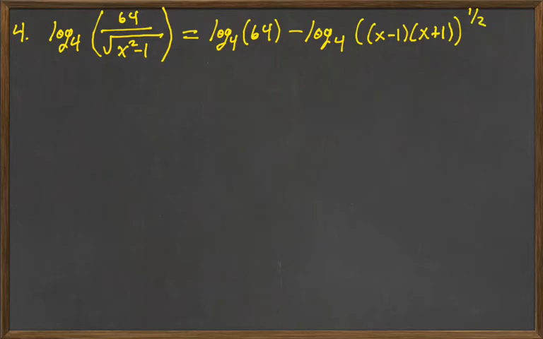So we got some more stuff we can do here. If we notice that 64 is a power of 4, 4 to the 3rd power is 64, so that log base 4 of 64 becomes 3. On the other log there, the minus log base 4 of x minus 1, x plus 1 quantity to the 1/2 power, we can go ahead and do the power rule and bring that 1/2 down.